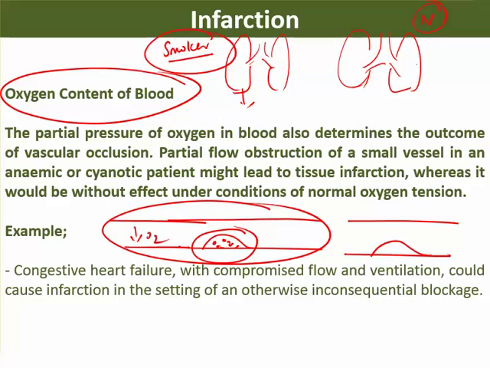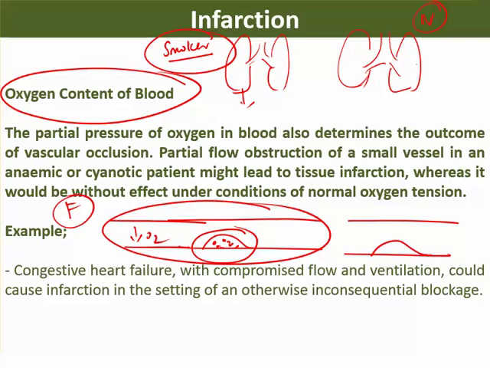So the partial pressure, meaning the amount of oxygen in the blood, determines the infarction formation. Understand? If the person has less oxygen in the blood and occlusion is happening, infarction will happen fast. If the person has a normal oxygen level in the blood and occlusion is happening, infarction will be delayed. I can tell this even in females, it is very common, because global data says that females are more anemic than males. So for example, consider this is a female.